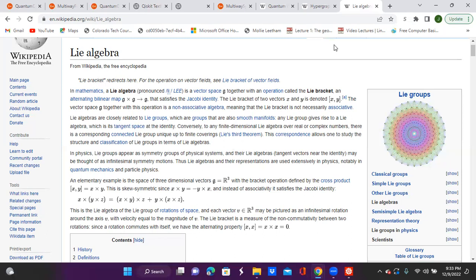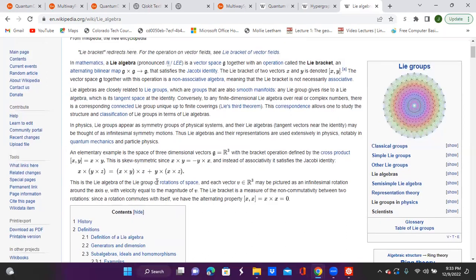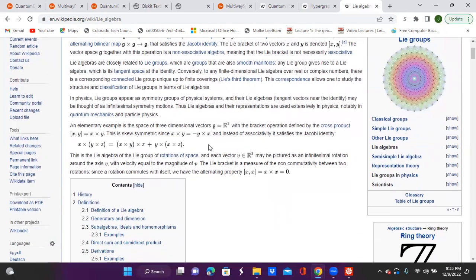Thus, Lie algebras and their representations are used extensively in physics, notably quantum mechanics and particle physics. An elementary example is the space of three-dimensional vectors, G equals R cubed, with the bracket operation defined by the cross product x times y. This is skew symmetric since x times y equals negative y times x, and instead of associativity, it satisfies the Jacobi identity.